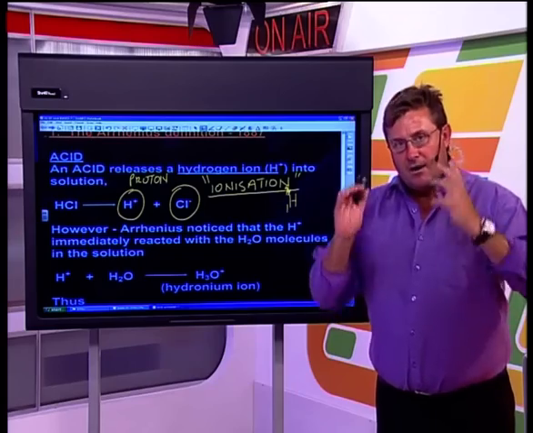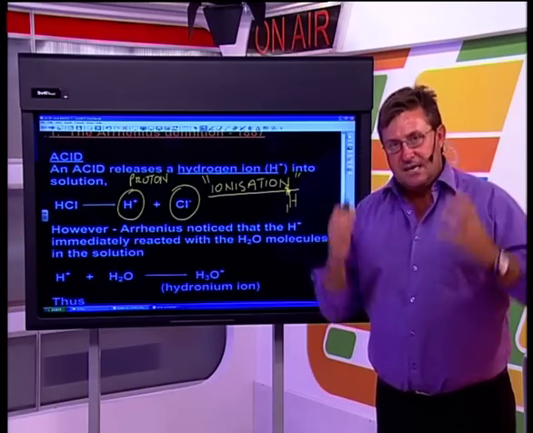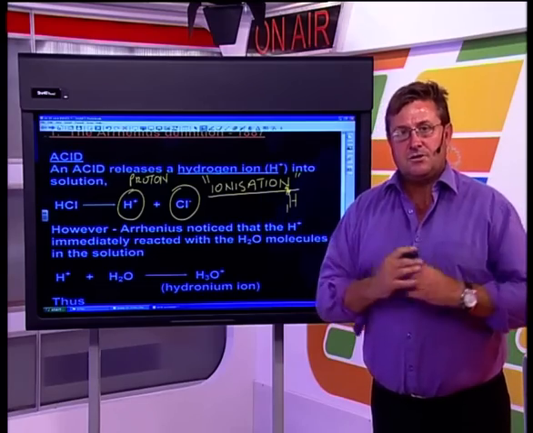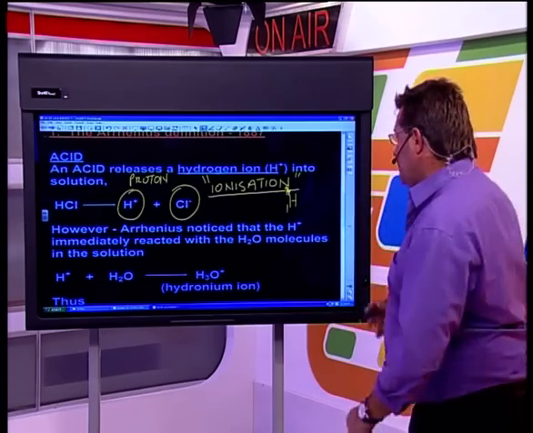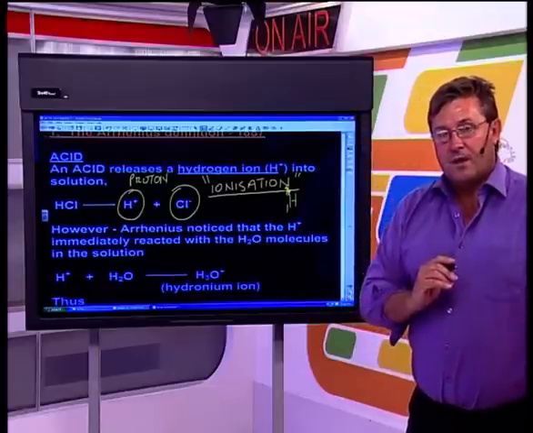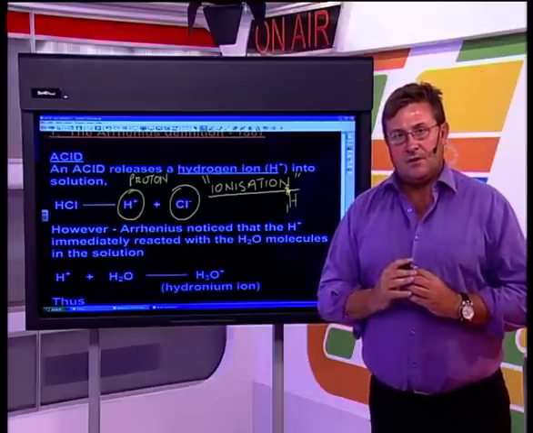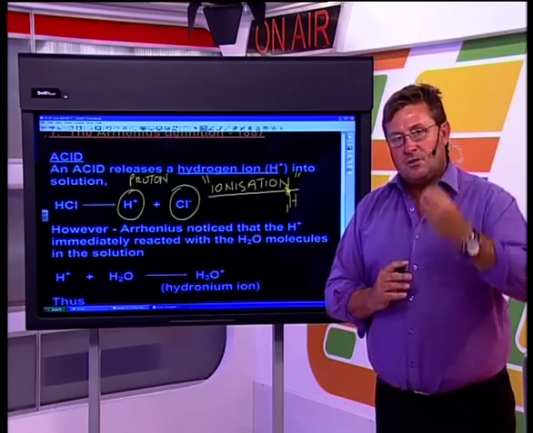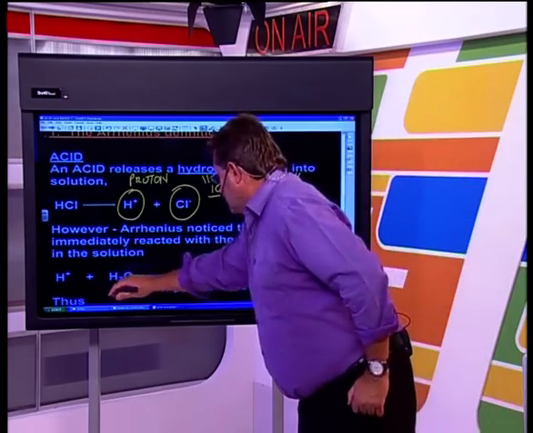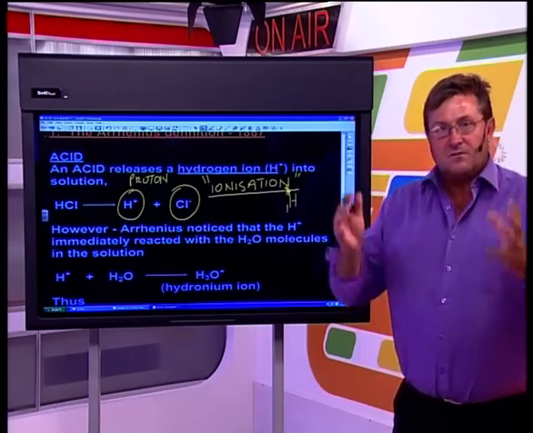And this is what Arrhenius now had to start thinking about. He's made the statement, he's identified that acids will release hydrogen ions, which are protons, into the solution, but can they actually exist? And the answer was, or is, no. Arrhenius discovered that the proton is not able to exist on its own. And straight away, it starts to look to combine with something else. And what it actually does is that it combines with a water molecule that is part of the solution.